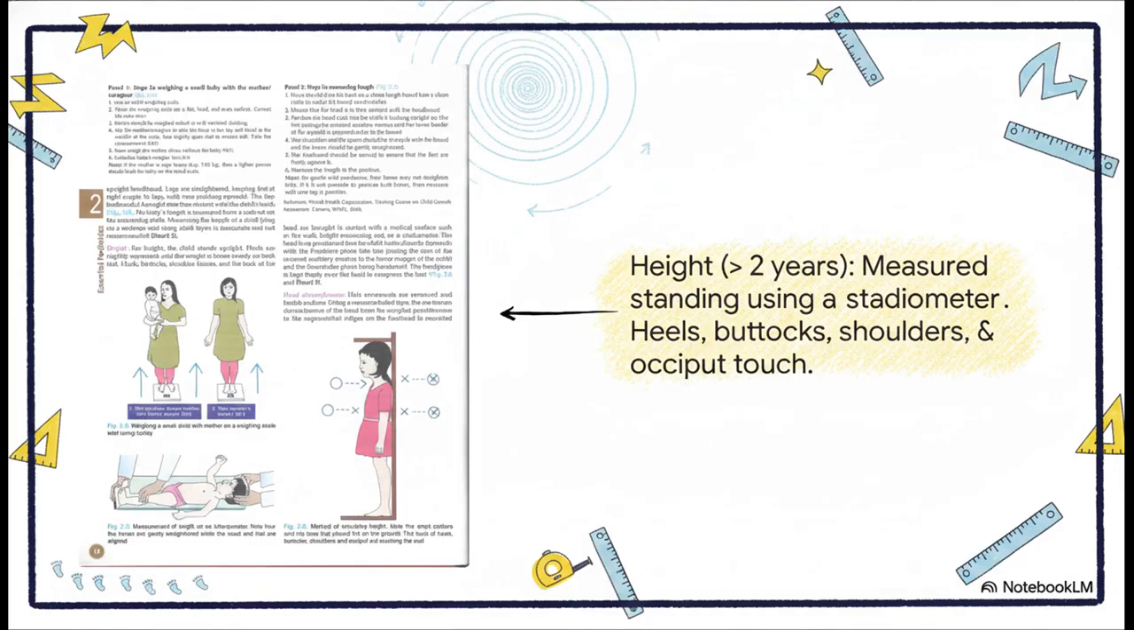Now, once a child can stand up nice and steady, usually after they turn 2, we switch over to measuring their standing height with a stadiometer. And look at the posture in this picture. The child's barefoot, and 4 key points have to be touching that vertical board: their heels, their buttocks, their shoulders, and the back of their head, the occiput. This is how we know they're standing as straight as possible.